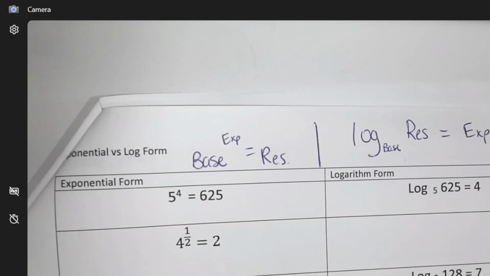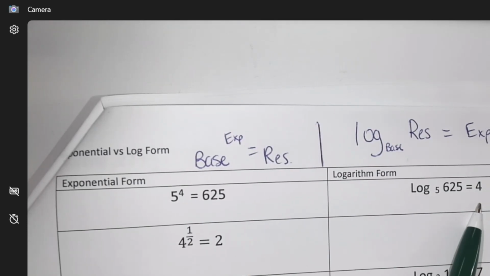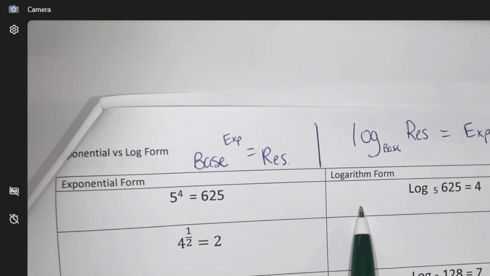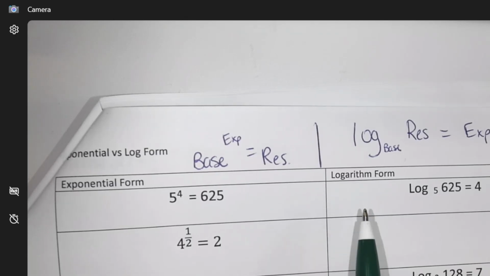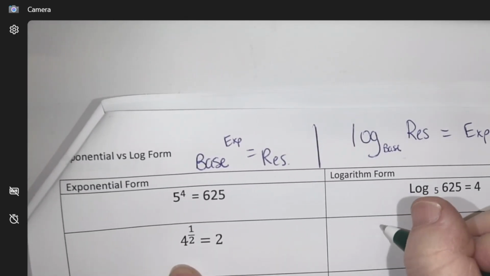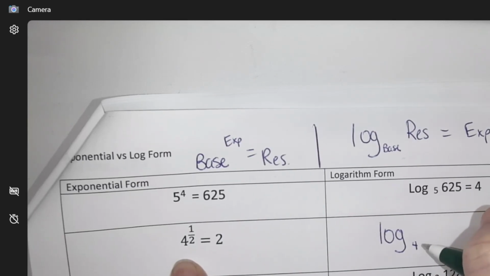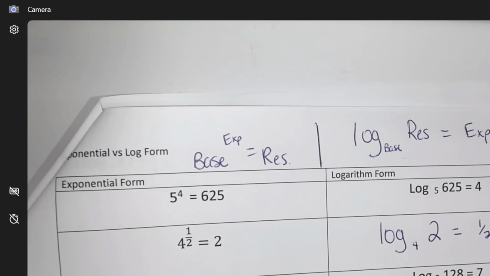Okay, so I gave you an example here. This exponential, I moved it around into those positions. So I already did one for you. Okay, so here's an exponential. How would you write this as a log? So log, what's the base? 4. The result of it was 2 equals exponent, a half.